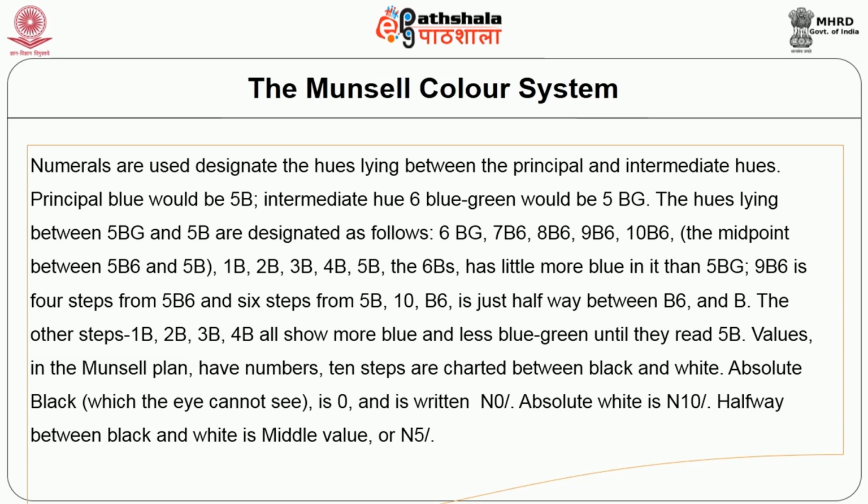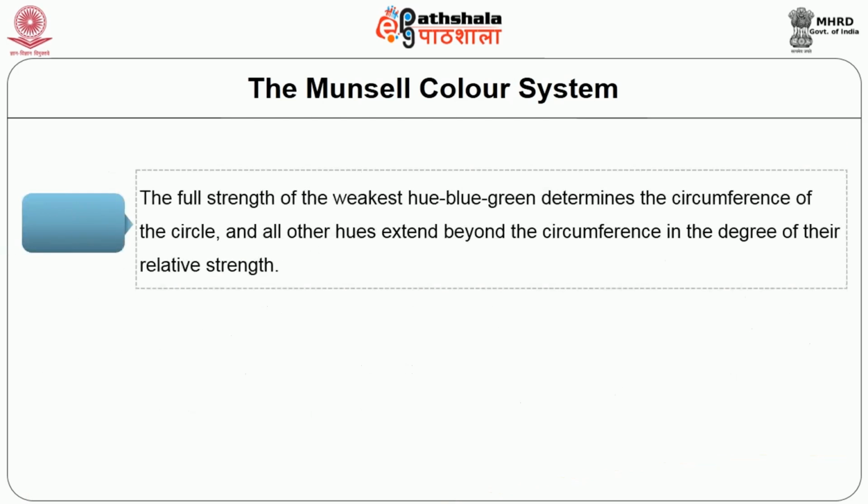Values in the Munsell plan have numbers. 10 steps are charted between black and white. Absolute black, which the eye cannot see, is the number 0 and is written as number 0. Absolute white is number 10. Halfway between black and white is called middle value, that is number 5. The full strength of the weakest hue, blue-green, determines the circumference of the circle, and all other hues extend beyond the circumference in the degree of their relative strength.